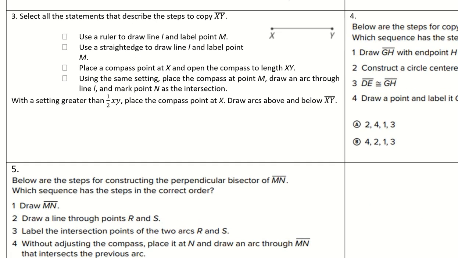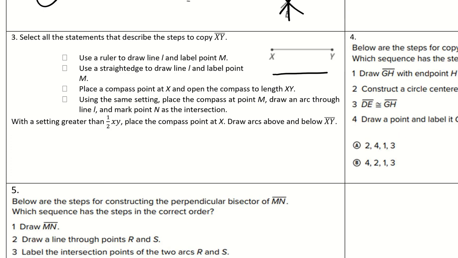All right, number 3, select all the statements that describe the steps to copy XY. So the steps to copy XY, we can just answer them here. You're going to take a straight edge and draw a line. Using your straight edge, we'll draw a line and call it line L, and then we'll label one of the points M.